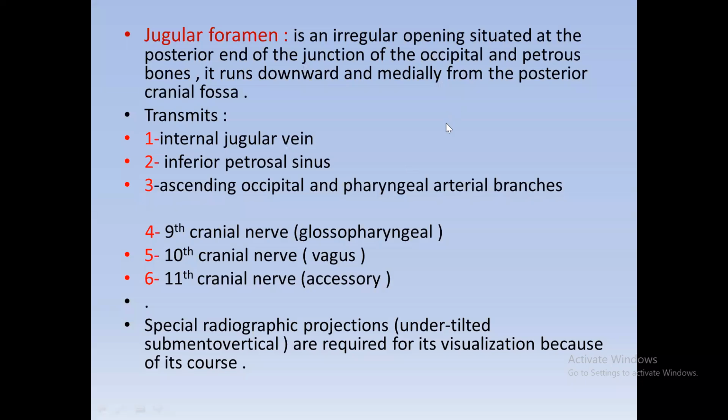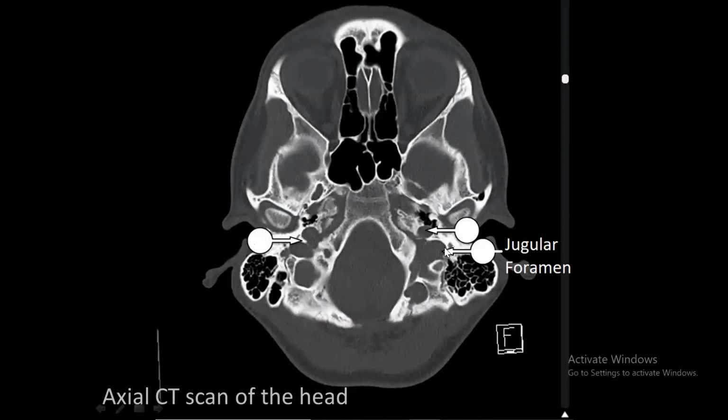The jugular foramen is an irregular opening situated at the posterior end of the junction of the occipital and petrous bones. It runs downward and medially from the posterior cranial fossa and transmits the internal jugular vein, inferior petrosal sinus, ascending occipital and pharyngeal arterial branches, and the 9th, 10th and 11th cranial nerves. Special radiographic projections, under-tilted submental vertical projection, are required for its visualization because of its course. This is an axial CT scan of the head in which you can see the jugular foramen posterior to the carotid canal.